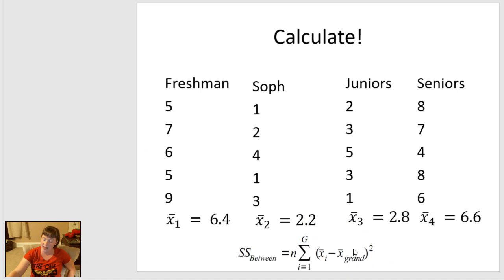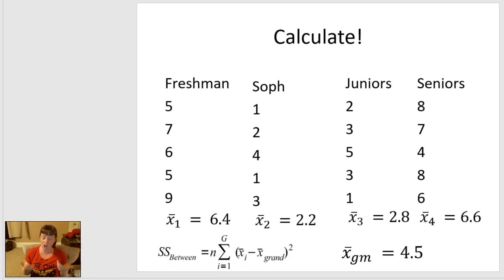Well, now I'm going to need a grand mean, X bar sub grand. So I'm going to need that too. When I take all of these numbers, add them all up and divide by 20, 5 plus 7 plus 6 plus 5 plus 9 plus 1 plus 2 plus 4, all of these 20 numbers, I get 4.5. So the grand mean is 4.5. And now I can do the steps that allow me to calculate the sums of squares between.